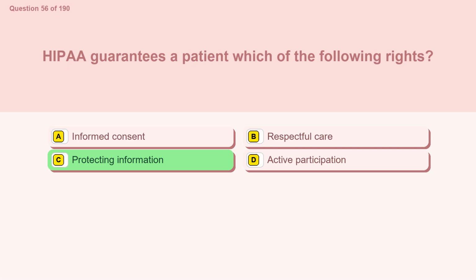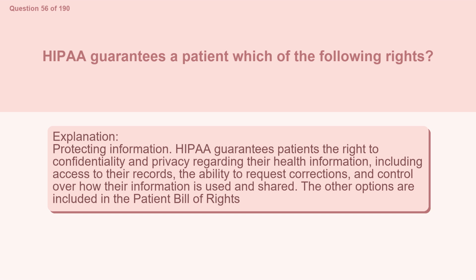The correct answer is option C, protecting information. HIPAA guarantees patients the right to confidentiality and privacy regarding their health information, including access to their records, the ability to request corrections, and control over how their information is used and shared. The other options are included in the Patient Bill of Rights.